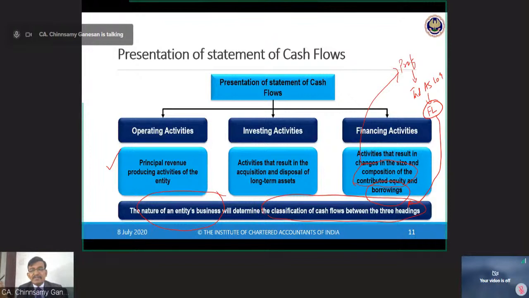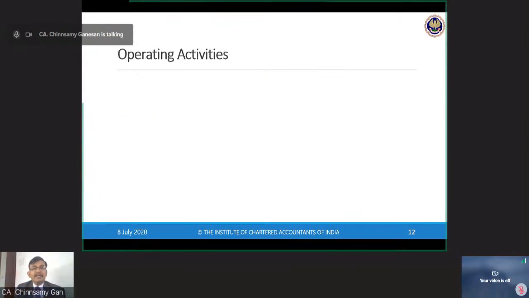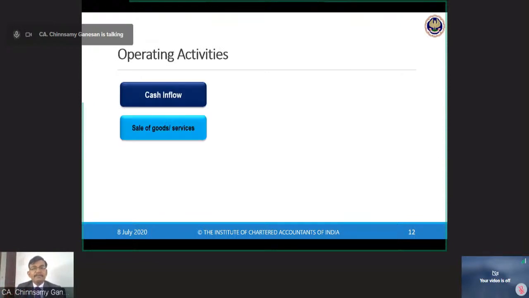For a financial services company, interest income is operating activities. For a non-financial services company, for a normal trader or a manufacturing company, it is part of investing activities. So you have to be very, very clear on what the business is, and based on that the classification should happen.